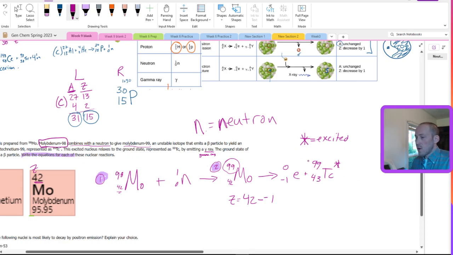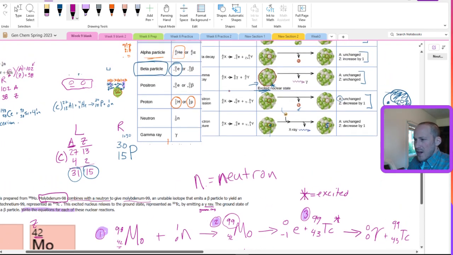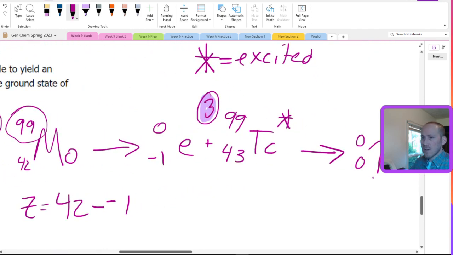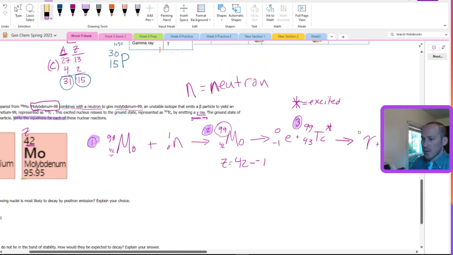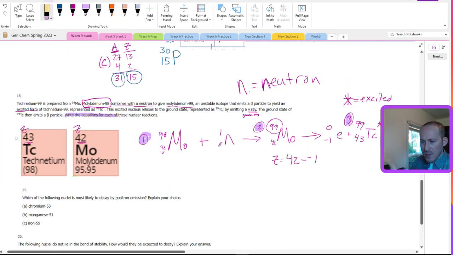And then equation number 3, where our excited technetium 99 is the starting material, will release a gamma particle, which does not change anything about the A or the Z. What it changes is that our technetium 99 is now not excited. It's just normal. So yeah, that was that. And I guess with the gamma, since those are both zeros, let's just not even write them. Okay, so that's the three-part system of equations I just wrote there.